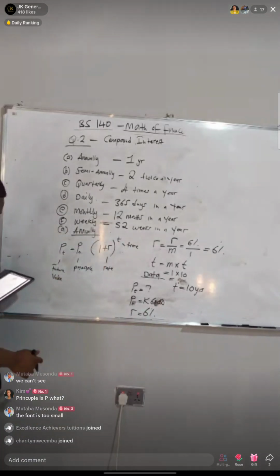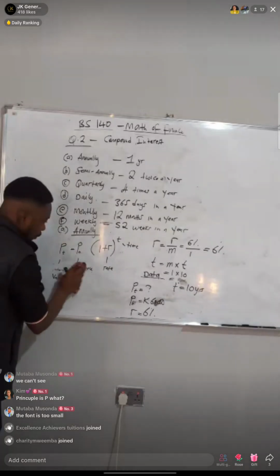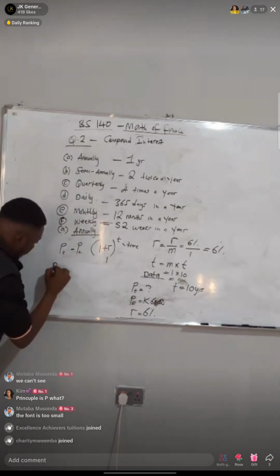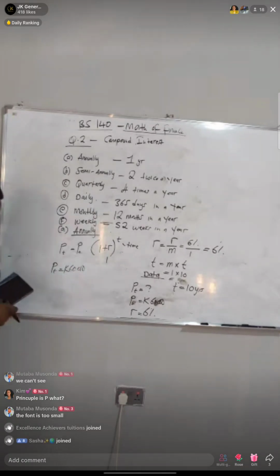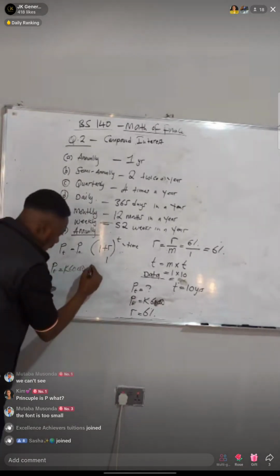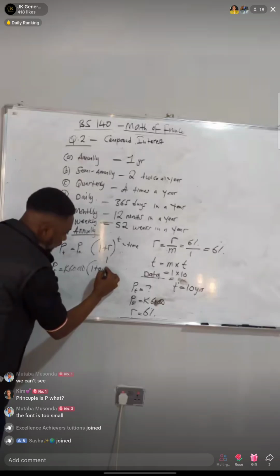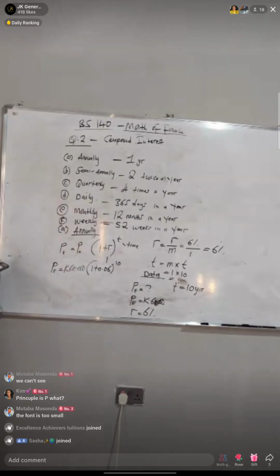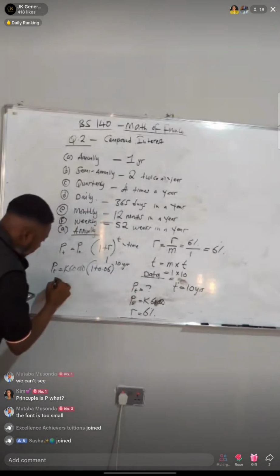Let me just come here and replace it. I'm going to replace in this formula there. PT is what we're trying to find. PO is 60,000. And then 1 plus 0.06 to the power 10. What are we getting when you punch?